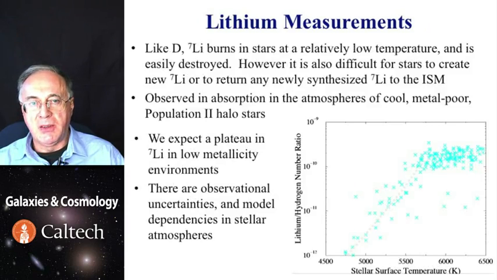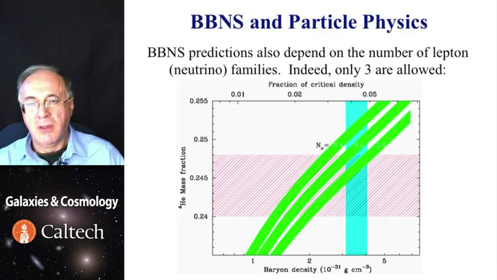Lithium is a little more complicated because it's also generated in stars, and it's subject to uncertainties of stellar structure and evolution, and so this is why it's not really used to constrain nucleosynthesis. However, we note that its abundance is perfectly consistent with the predictions that satisfy the other measurements like helium and deuterium. And finally, all this also depends on the number of neutrino families, because they each have a degree of freedom in the early universe.